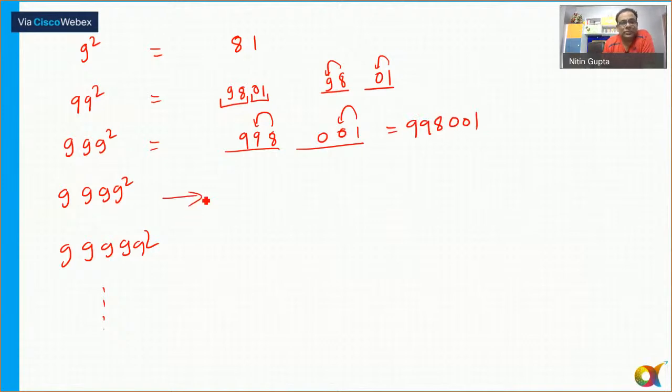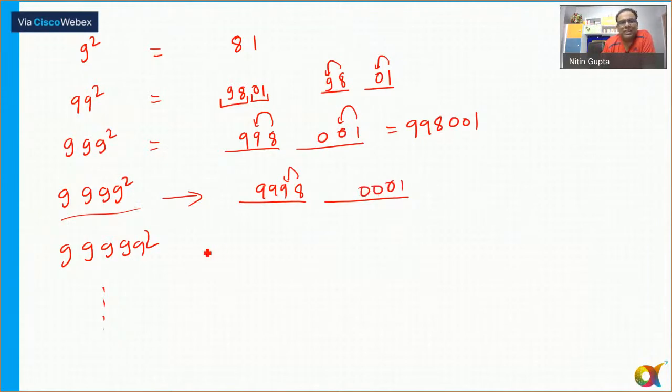4 times 9 square. So 9 square is 81. And then before 8, write down 3 nines. So if there are 4 times 9, you need to make a group of 4 numbers here. And then before 1, write down 3 zeros.